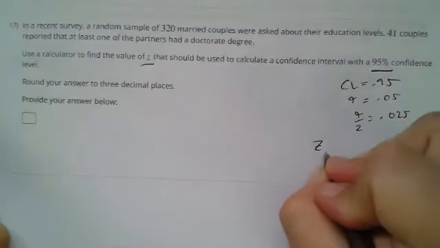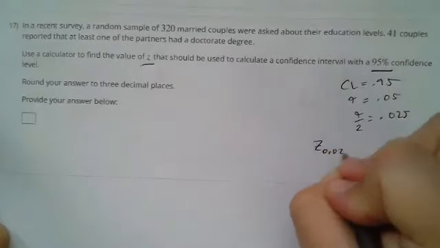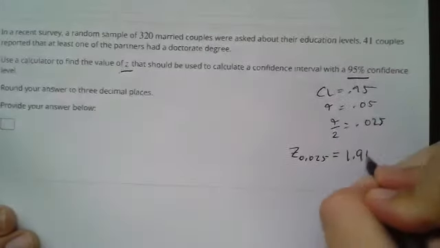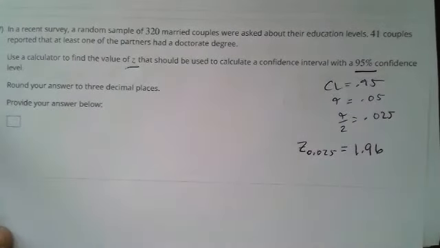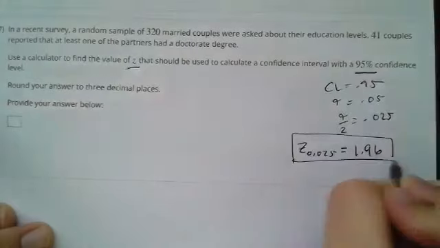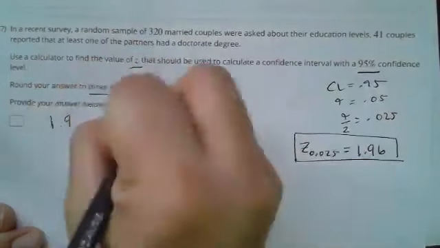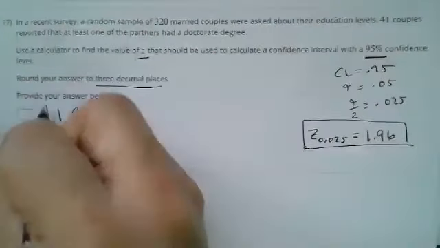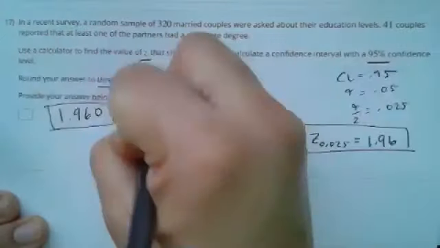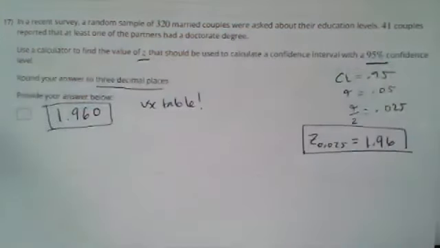So really what they want is the z of 0.025, but we could just use this table up here. What's that? That's 1.96. So we don't even need to find a calculator. We just use that. So I guess 1.960, since it's 3 decimal places. So use table. Okay, so that's 17. And then 18 is next.